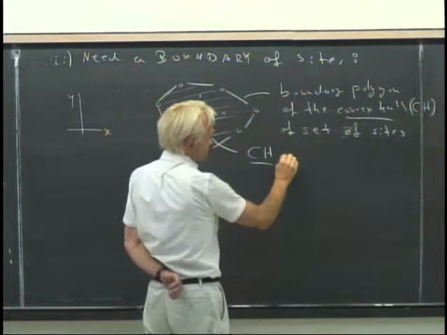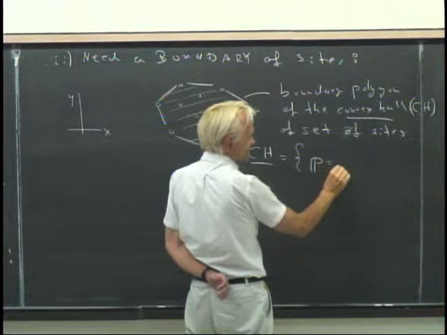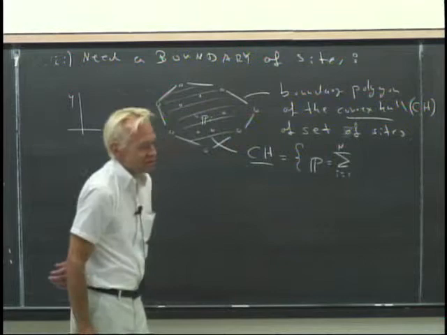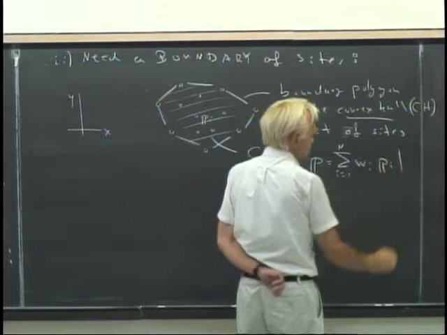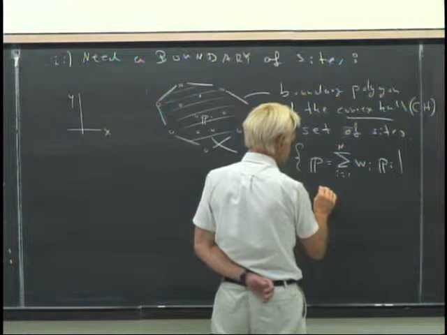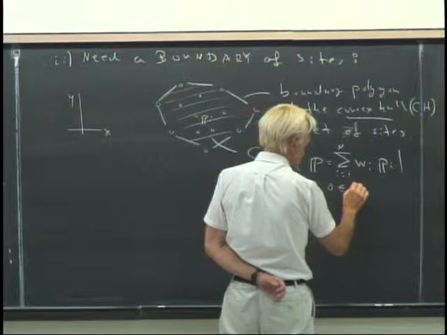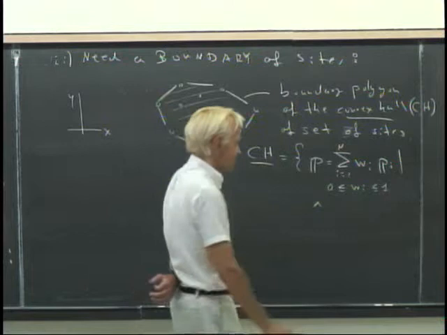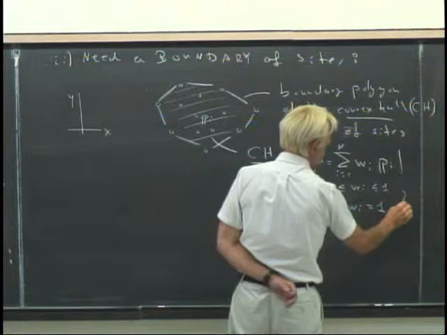CH is usually the set of all points P that can be written as a sum, i from 1 to n, there are n points, with weights w_i of all the given P_i, such that these are convex combinations, meaning that all the weights are positive and sum up to 1. So 0 is smaller or equal to any weight, which is smaller or equal to 1, and the sum of all the weights has to be 1.